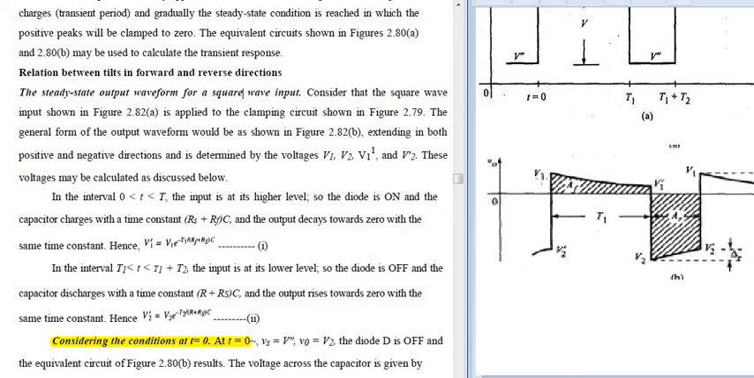We have determined 4 different kinds of voltages when you have got the output. What is the input we have applied? That is your square wave input, and after the clamping we have to see the relationship between the tilts in the positive, in the forward direction as well as in the reverse direction. So we have got 4 different voltages over there, V1 and V2, and V1 dash as well as V2 dash, and we have to calculate these particular voltage values.